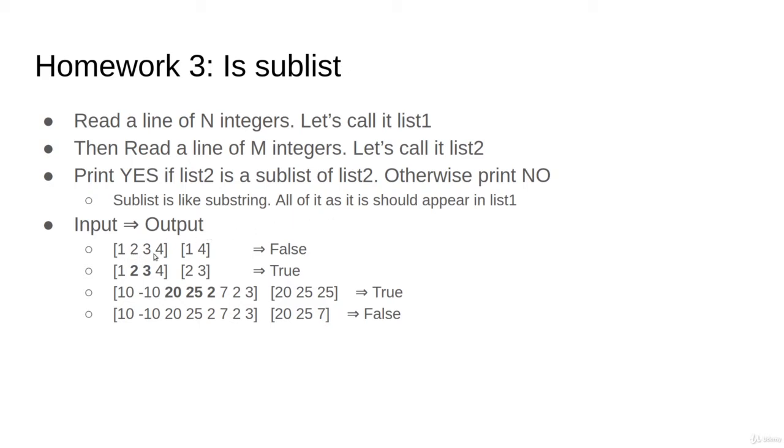For example, 1, 2, 3, 4 doesn't have 1, 4 as a sublist because 1, 4 aren't consecutive, but 2, 3 is a sublist. Here 20, 25, 25 is a sublist, but 20, 25, 7 is not a sublist because of the missing 2.